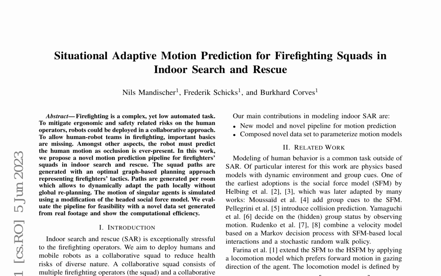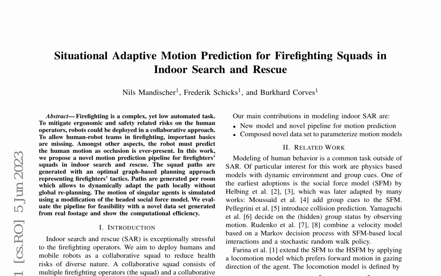Here is a combined summary of the 2 pages from the research paper. This research proposes a novel motion prediction pipeline for firefighters squads in indoor search and rescue. The pipeline combines an optimal graph-based planning approach with a modification of the headed social force model, HSFM. The graph-based planning approach generates squad paths per room, considering restricted and unrestricted vision, and adapts locally without global replanning.